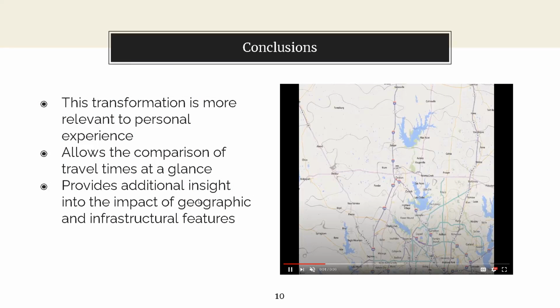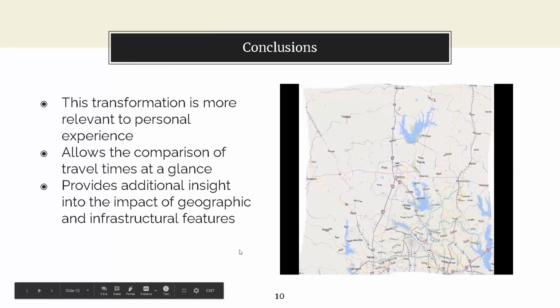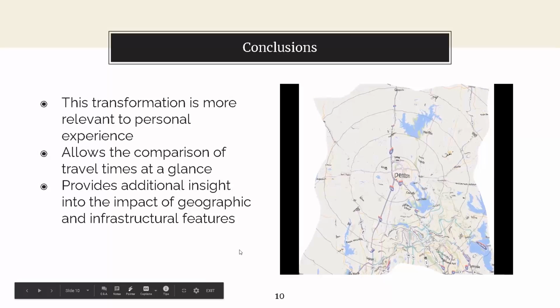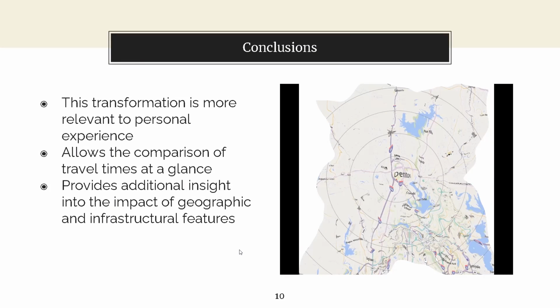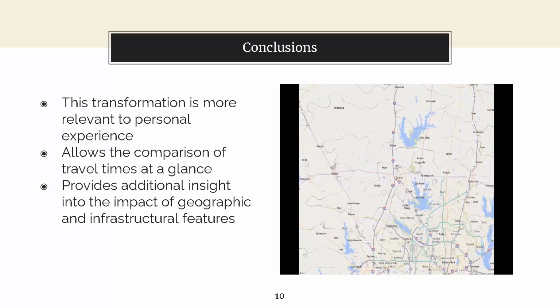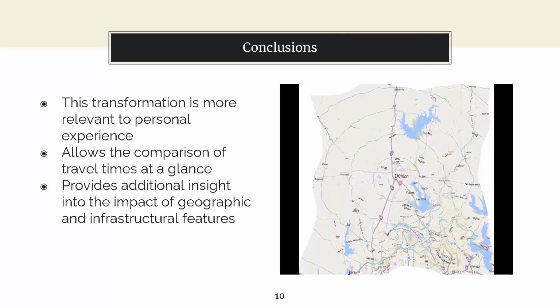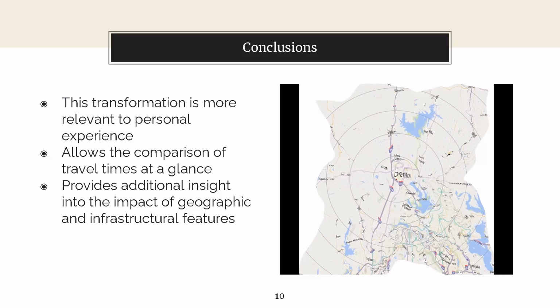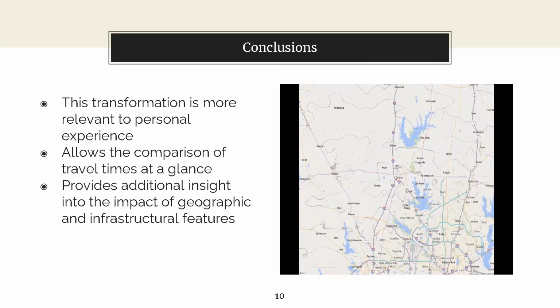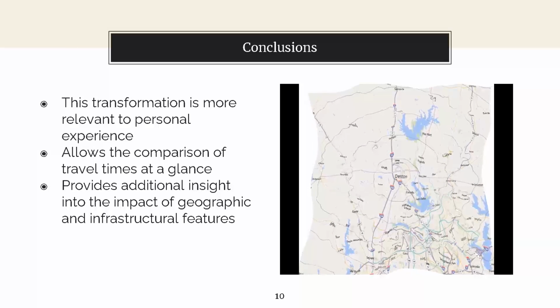And so we have a little transformation happening on the right side. This is Denton, and so this is just the shift around Denton. You'll notice the highway is starting to move, just the general locations across the map beginning to change based around their travel time. And so you'll notice that in this transformation, it's a lot more relevant to someone's personal experience because they're relating it based on travel time rather than its physical distance.